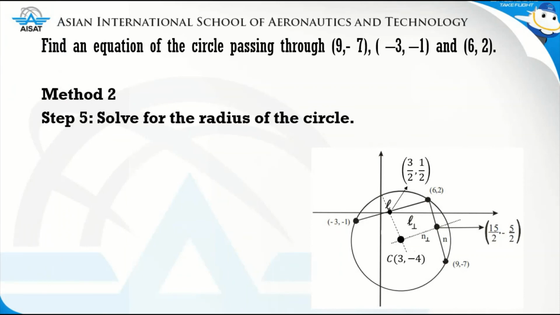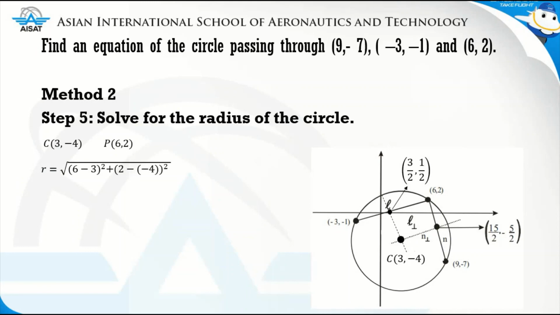Next is, we have to solve for the radius of the circle. Now, to solve for the radius of the circle, we are to make use of the coordinates of the center, which is (3, negative 4), and any of these 3 points. So here, I have chosen (6, 2). So using the formula for radius, or you can make use of the distance formula.